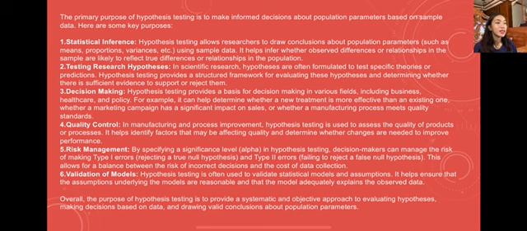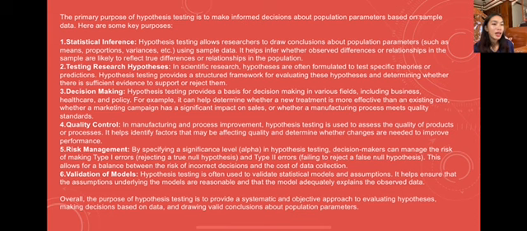In scientific research, hypotheses are often formulated to test specific theories or predictions. Number 3, decision making. Hypothesis testing provides a basis for decision making in various fields, including business, healthcare, and policy. Number 4, quality control. In manufacturing and process improvement, hypothesis testing is used to assess the quality of products or processes. Number 5, risk management.